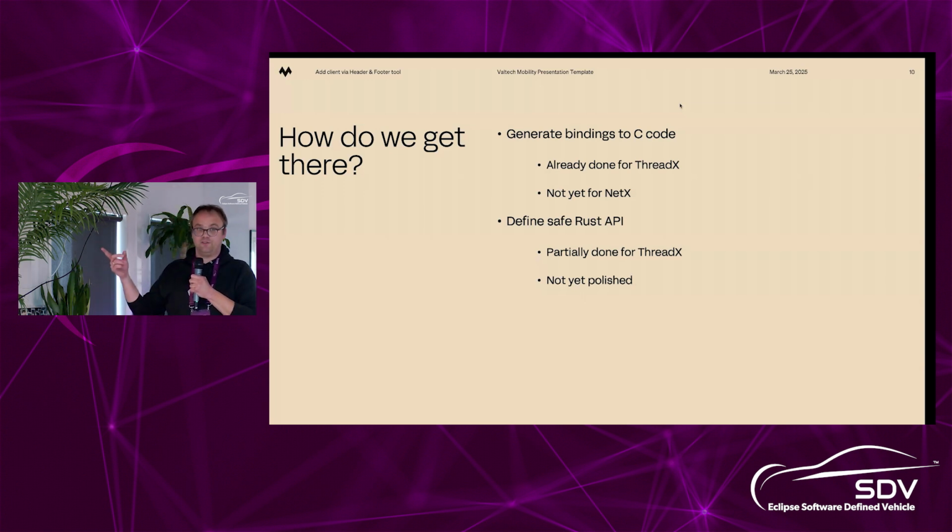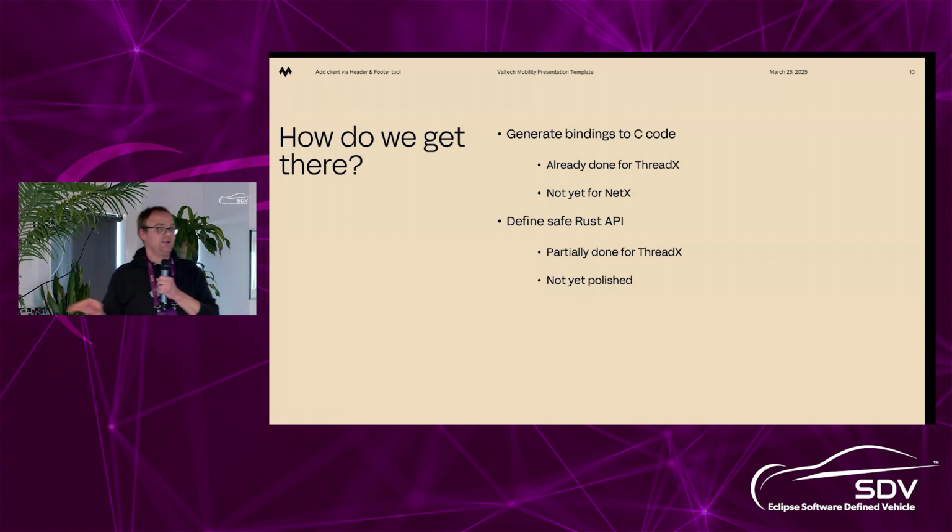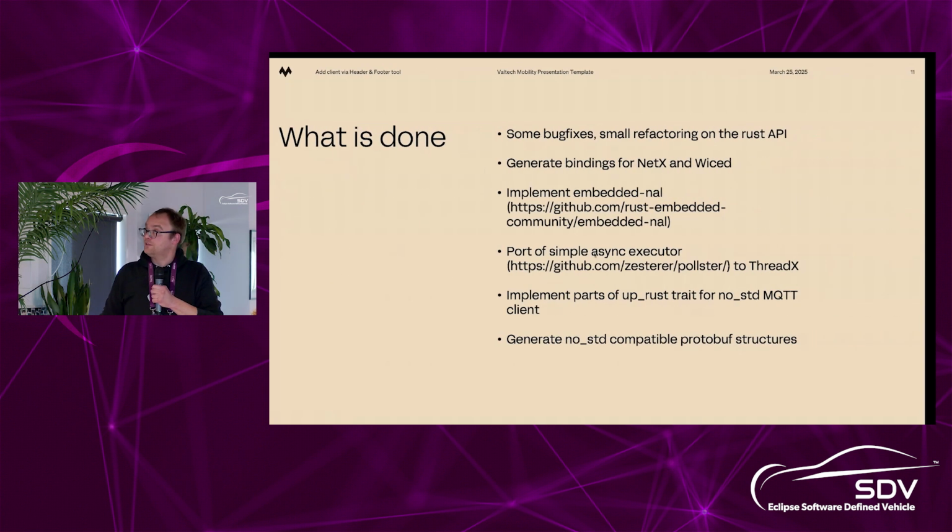This was already done for ThreadX, not for NetX. I did it for NetX. And we polished the Rust API a little bit so it can be safely used. It's not yet polished, so it's not production ready, what I've done here, but I think I made it a little bit better than it was before, nicer to use. So, as I said, we did some bug fixes on this API.